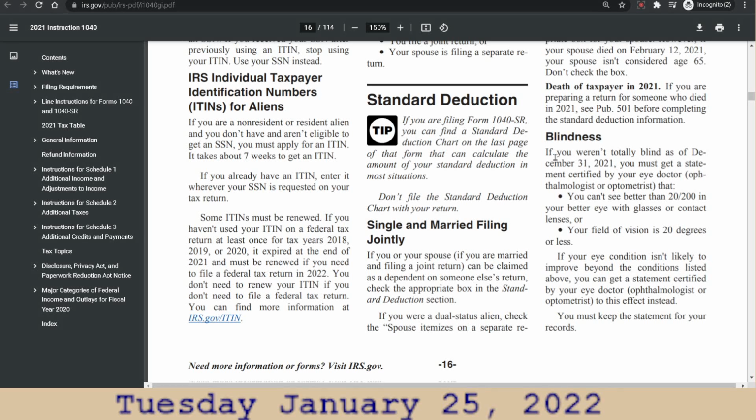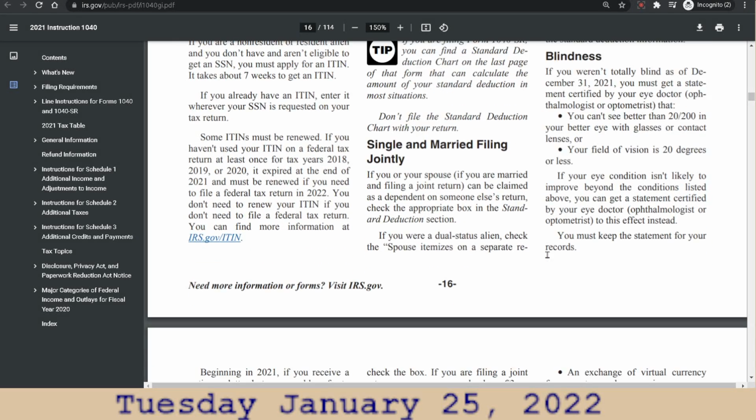Now, if you were totally blind as of December 31, you must get a statement certified by your eye doctor that you can't see better than 20/200 in your better eye with glasses or contact lenses, or your field of vision is 20 degrees or less. If your eye condition isn't likely to improve beyond the conditions listed above, you can get a statement certified by your eye doctor, ophthalmologist, or optometrist to this effect. Instead, you must keep the statement for your records.